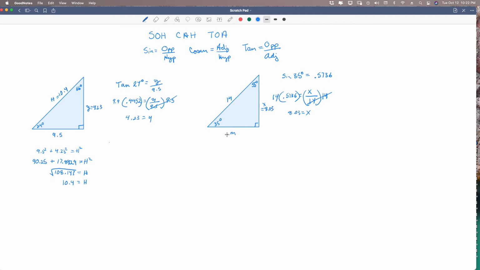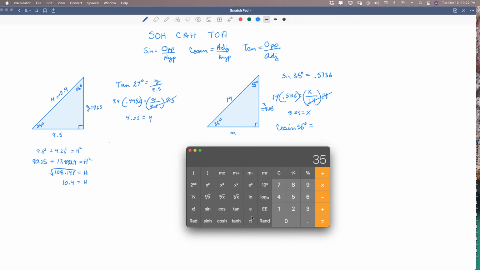All right, so now I still need to find m. I could either take the sine of the 55 degrees, or I could say the cosine, which would be the adjacent leg of the 35 degrees. Since we haven't done cosine yet, let's do cosine of 35. So the cosine of 35 degrees is equal to what?